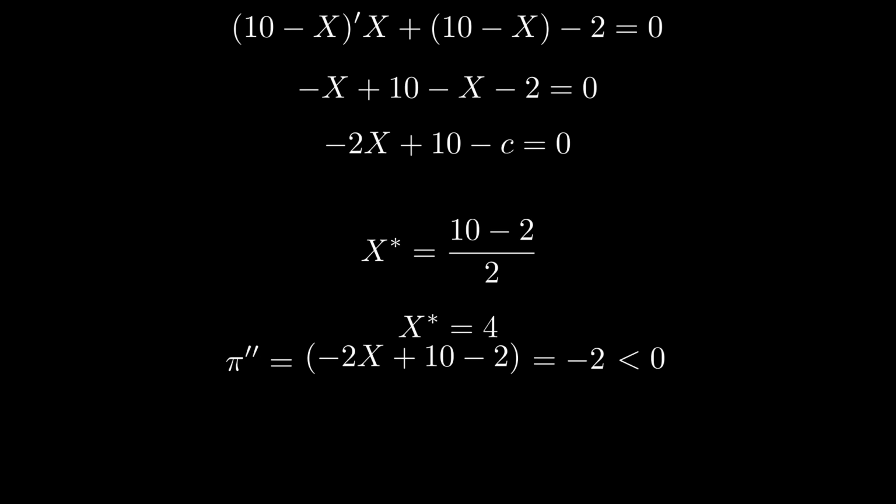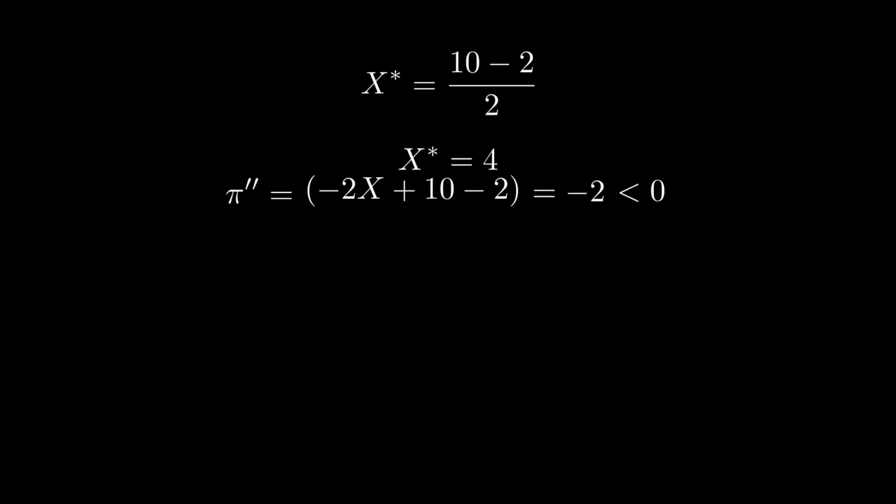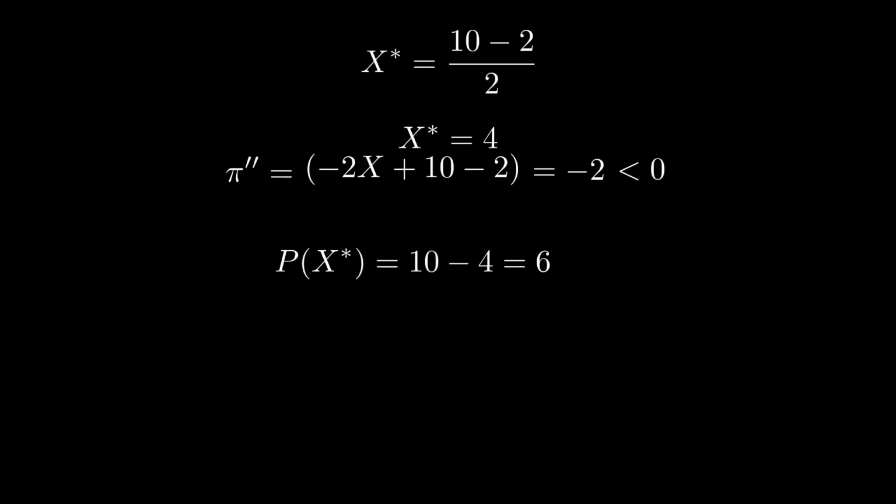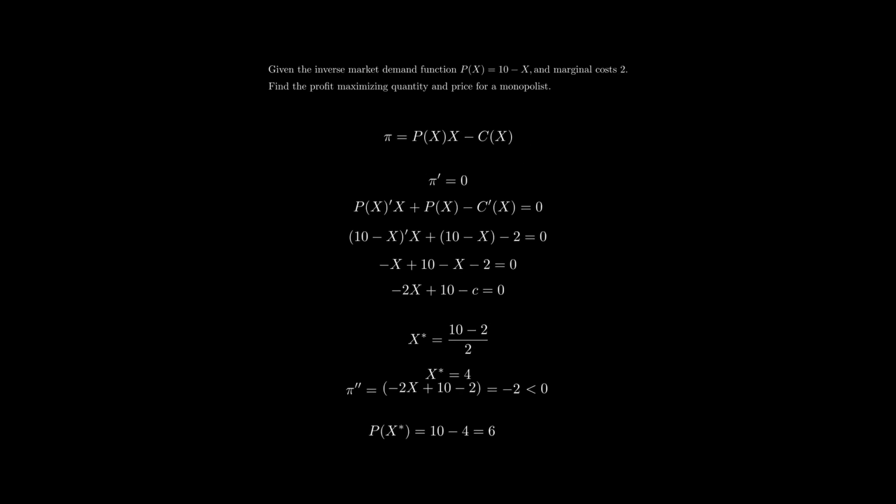We then find the profit maximizing price by taking the profit maximizing quantity and plugging it into the inverse demand function. We get the price 10 minus 4 is equal to 6.